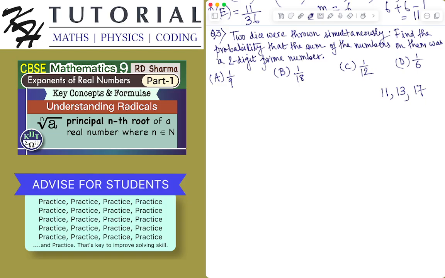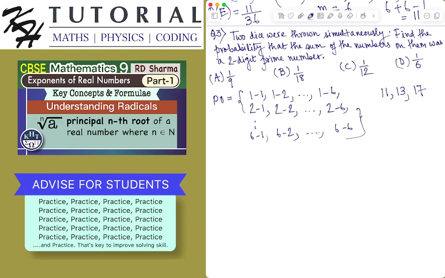sum of the numbers when two dice are thrown, the sum of the numbers can be maximum 12, that is 6 plus 6, 12. Okay, so we know that the possible outcomes when two dice are thrown at the same time are something like this: 1 1, 1 2, like this, 1 6, and then 2 1, 2 2, 2 6, and then like this, 6 1, 6 2, 6 6.